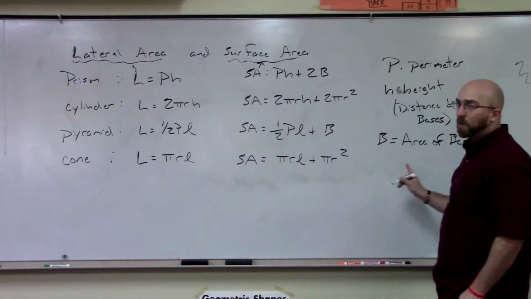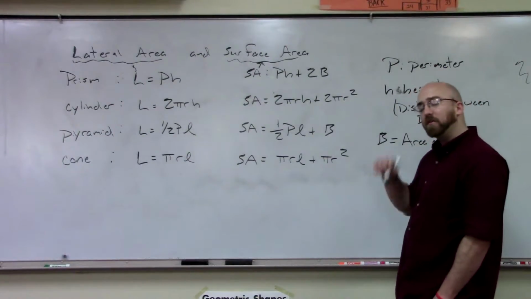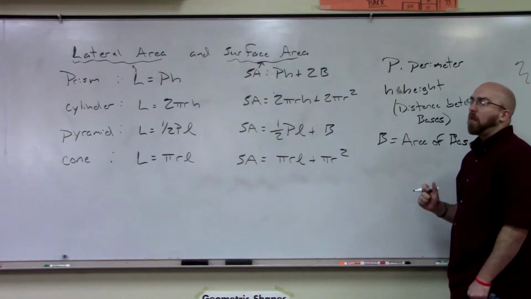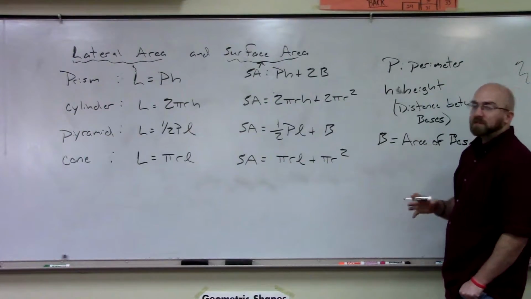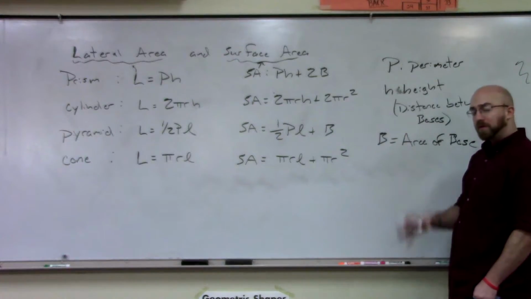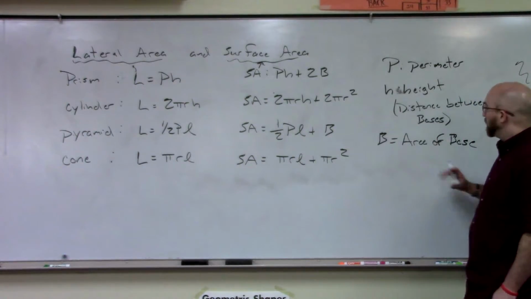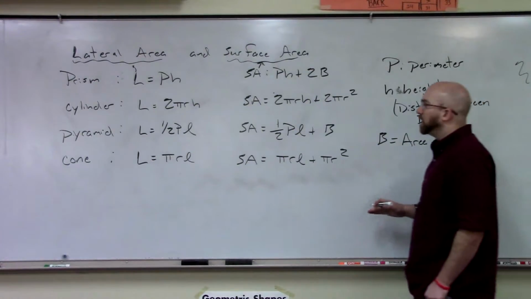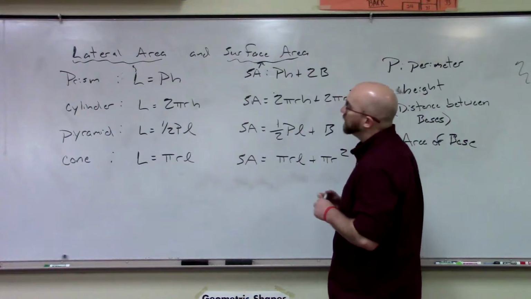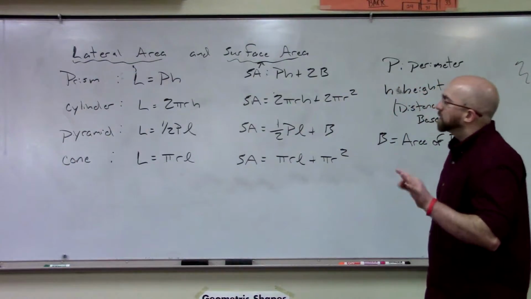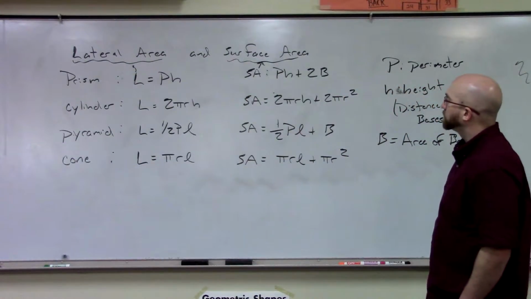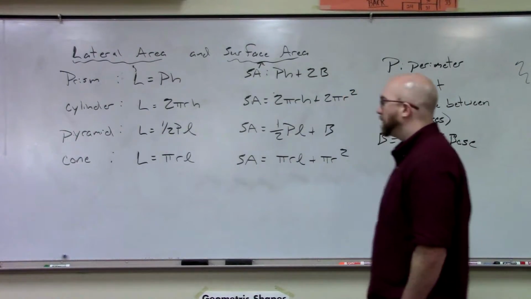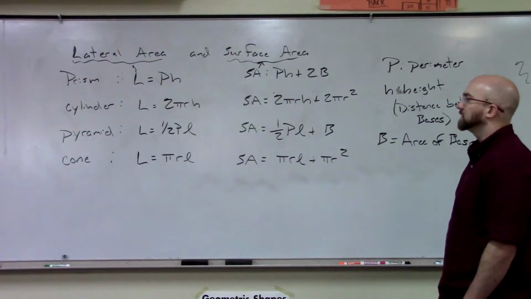So this requires that you're familiar with all the areas of shapes: trapezoids, triangles, polygons, kites, rhombuses, and squares. Because we're going to have to find the area of the base. And of course, I'm going to go through some examples again. So I'm going to go over this again. Prism: lateral area is perimeter times height. Surface area is perimeter times height plus 2B, where B is the area of the bases.